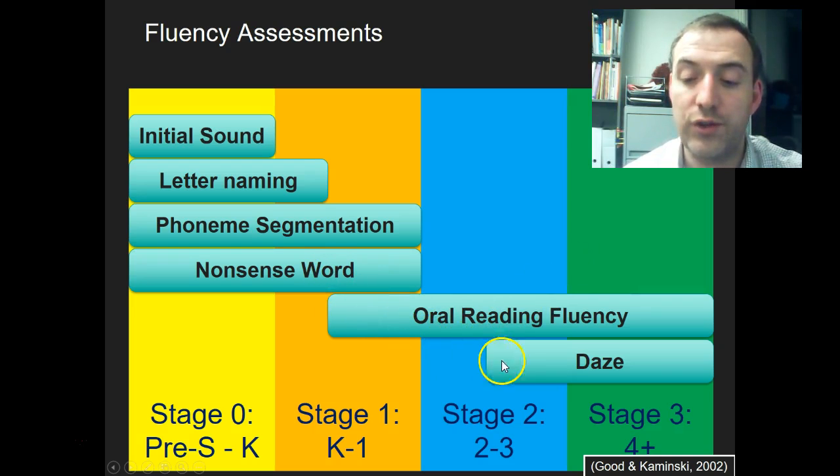This is just to show you how the stages emerge, and the days really begin to emerge at the beginning of grade 3, oral reading fluency early on, and actually the nonsense word should go into stage 2 a bit.